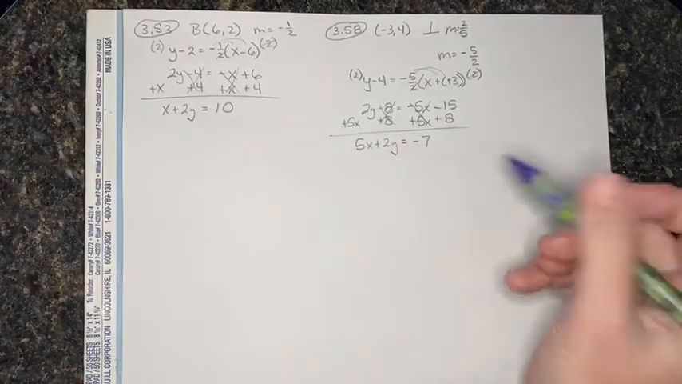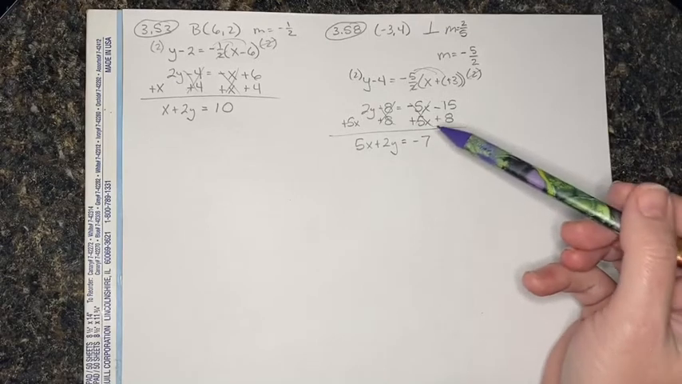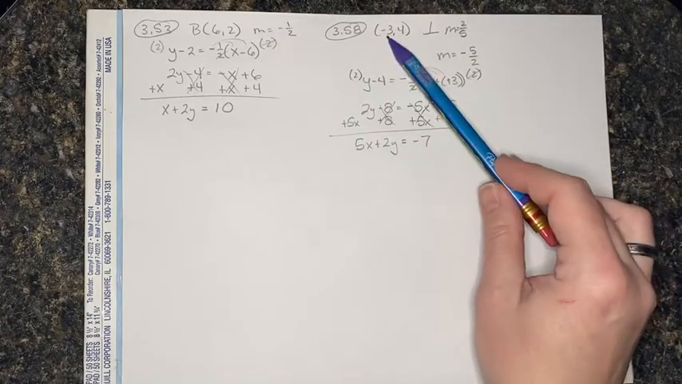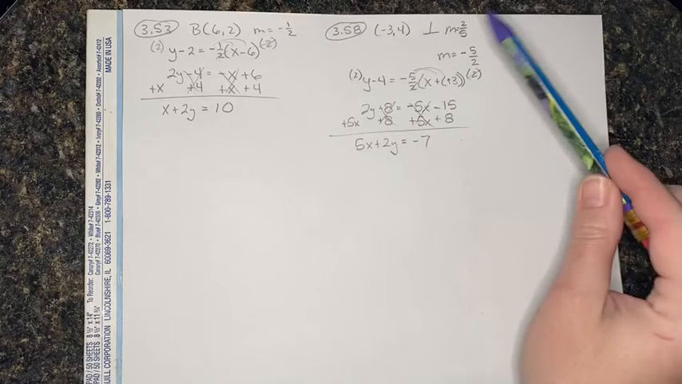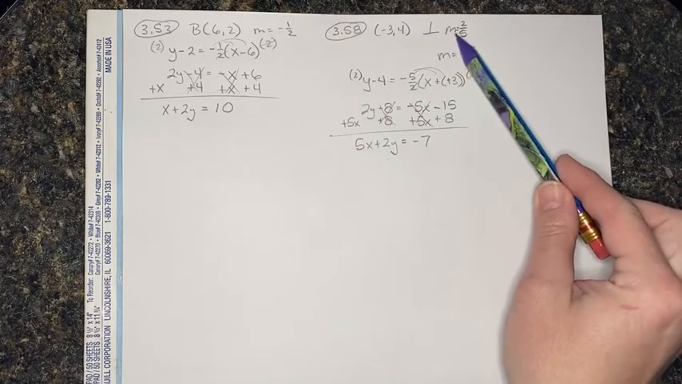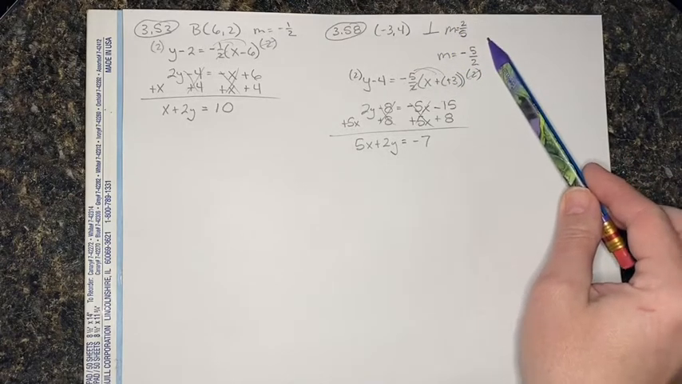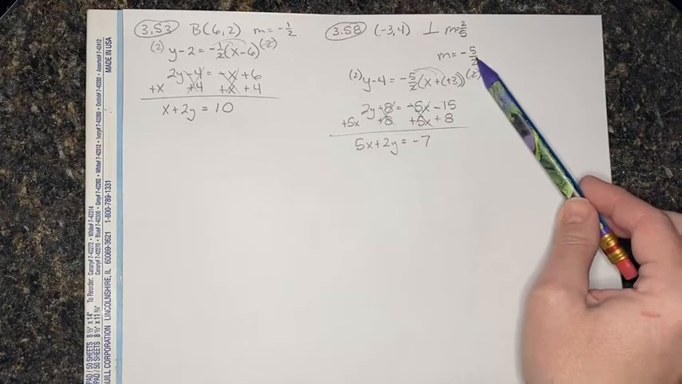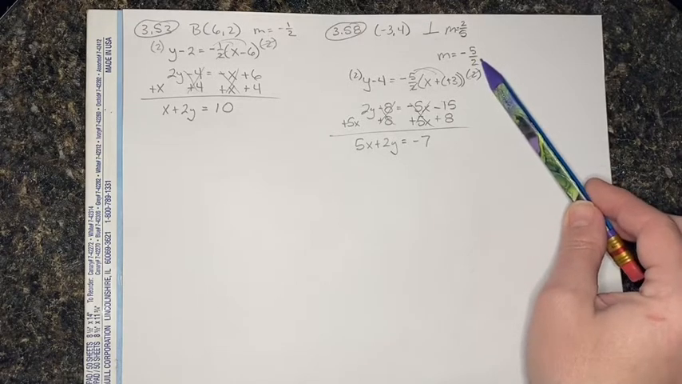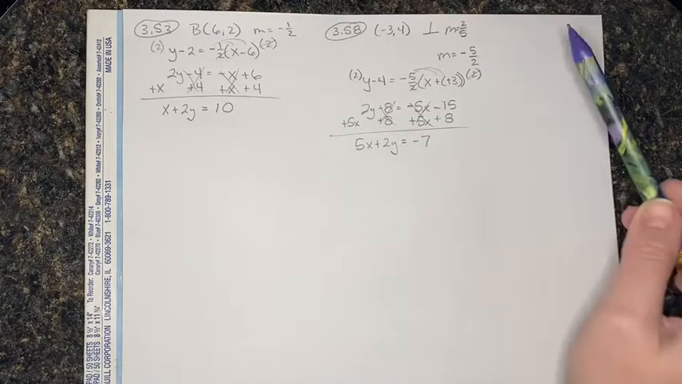Okay, so here is the standard form of a line that passes through point negative 3, 4 and is perpendicular to another line that has a slope of 2/5. Okay, perpendicular tells us that our slope was a negative 5/2, the opposite reciprocal.